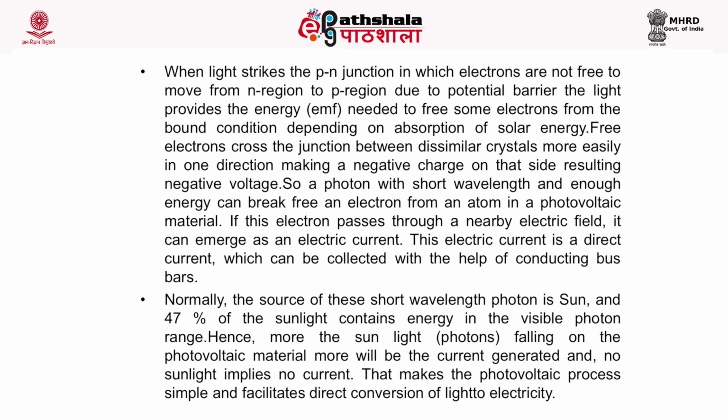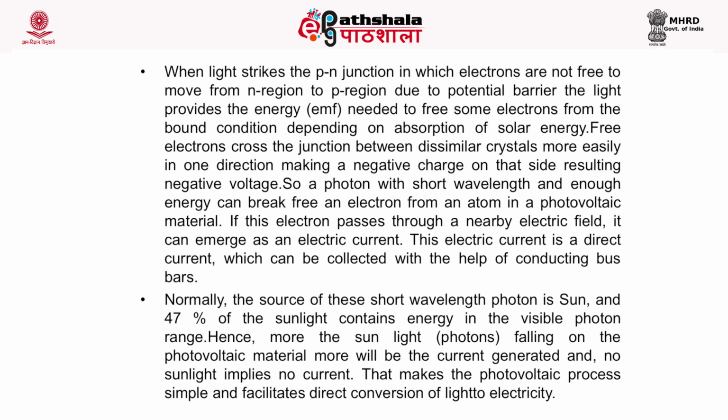A photon with short wavelength and enough energy can break free an electron from an atom in a photovoltaic material. If this electron passes through a nearby electric field, it can emerge as an electric current. This electric current is a direct current which can be collected with the help of conducting bus bars.